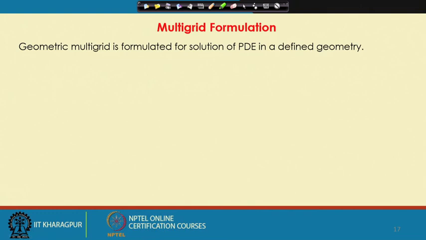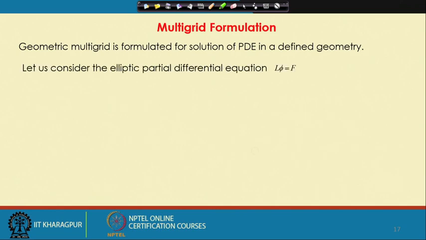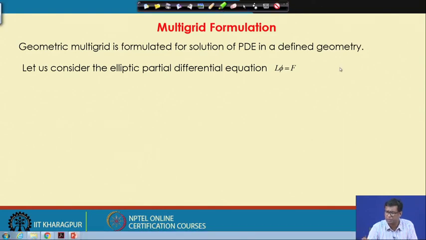Geometric multigrid solution is formulated for the solution of a PDE in a given geometry. Let us consider an elliptic partial differential equation. L is an elliptic operator, like L equal to nabla square, something like that. So, this is an elliptic PDE which we are trying to solve. Why an elliptic PDE? Because if the boundary conditions in all domains are defined, then you can solve an elliptic PDE, like a Laplace equation or a Poisson equation. Let us think we are solving an elliptic PDE.